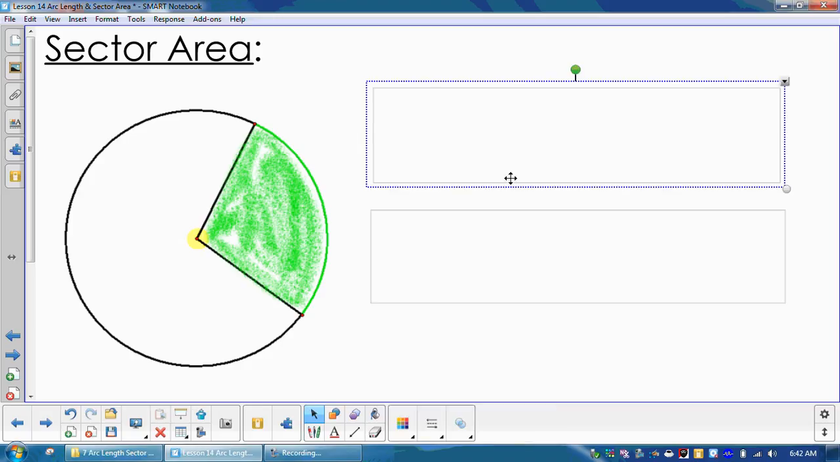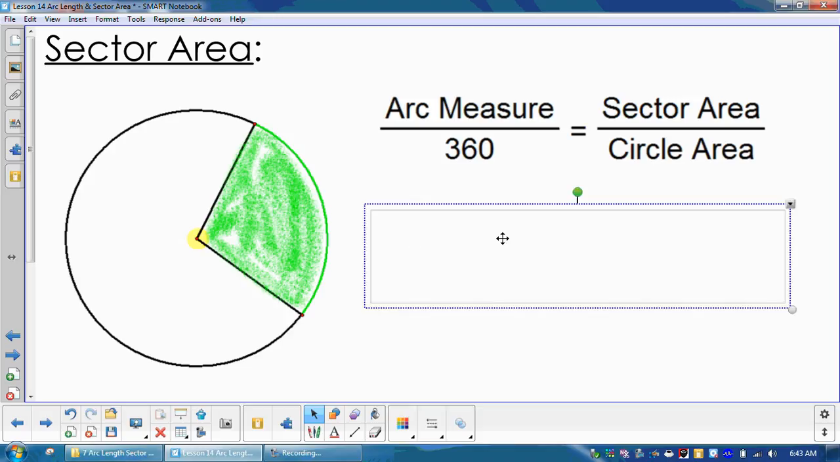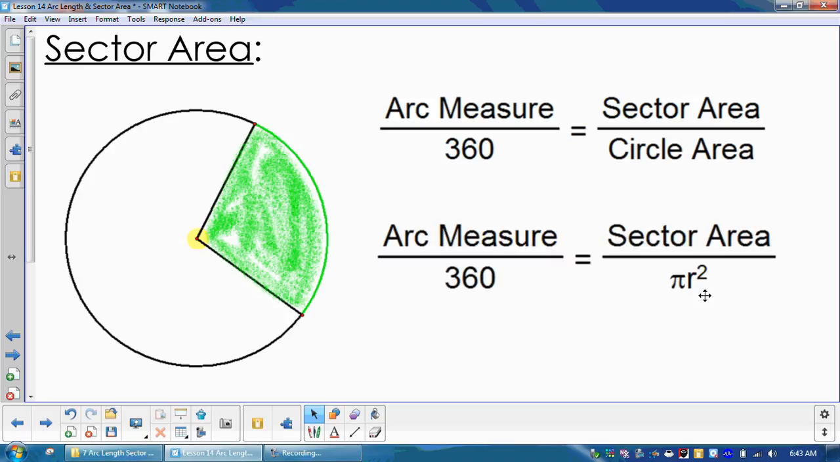So our formula is very similar to the arc length formula. We use the arc measure still, 360. This time we're going to do the area of the circle instead of the circumference, because we want to find out what fraction of the whole circle area we have. And so that looks like this, because the formula for the area of a circle is pi r squared. So again, we need the same information, the arc measure and the radius, and we can find the sector area.